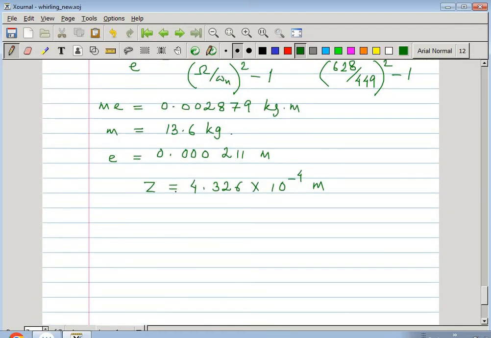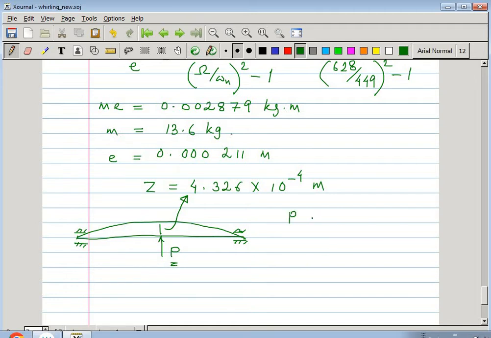So this is the value of Z you get. Now the question is how to get the bearing forces. So what you do is, suppose this is your shaft within simply supported bearings, and you give a force at the mid span. Let that force be P. Now you find out what is that force which creates a displacement of this capital Z.